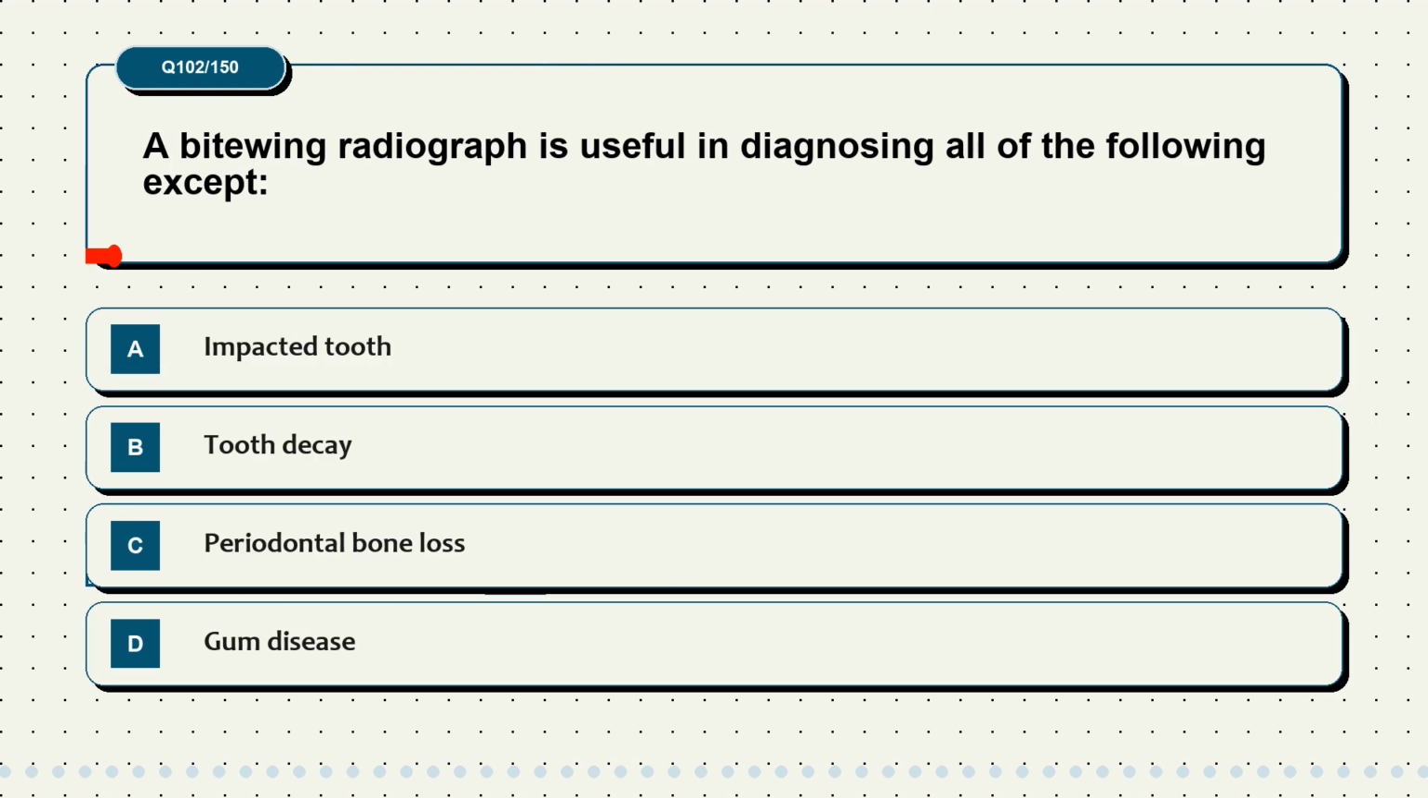Question 102. A bitewing radiograph is useful in diagnosing all of the following except. Here are the options. Option A, impacted tooth. Option B, tooth decay. Option C, periodontal bone loss. Option D, gum disease.